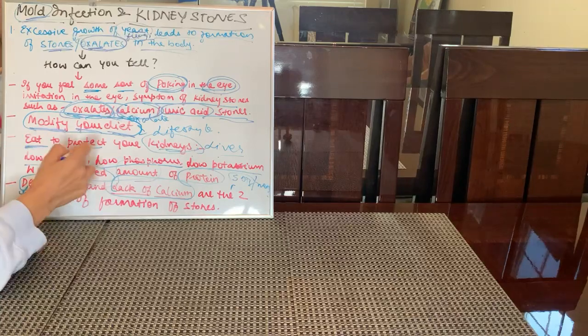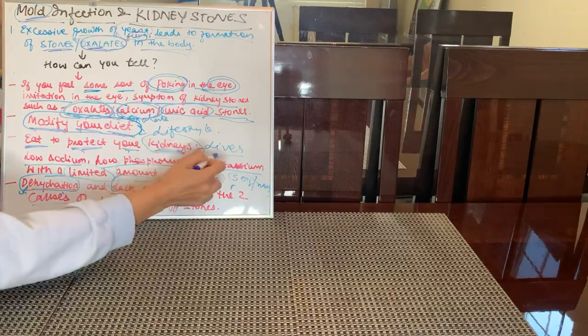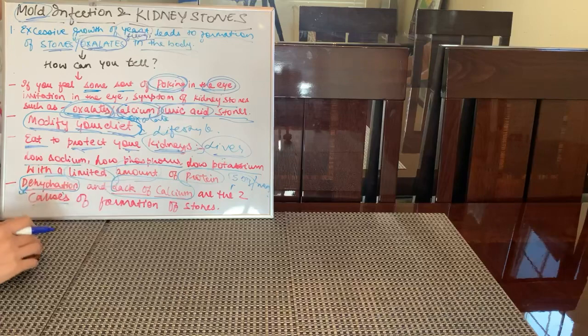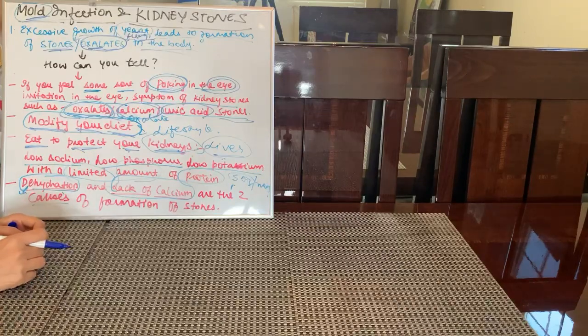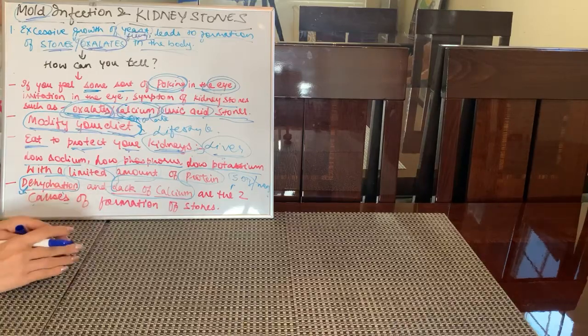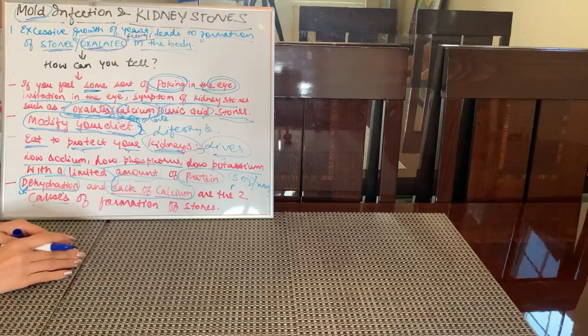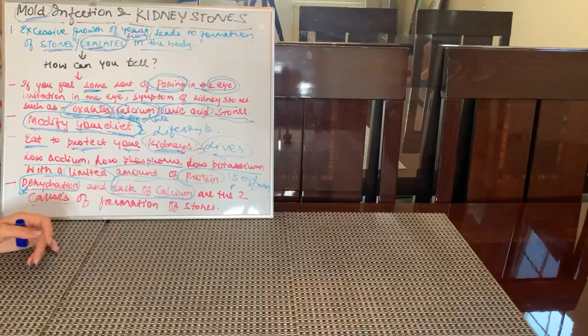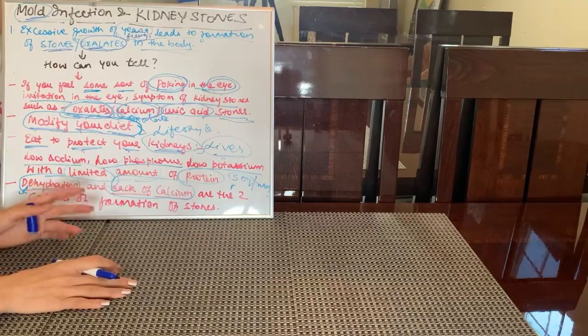Then eat to protect your kidneys and liver. In the first video I had explained, guys, that mold infection, particularly the ochratoxin A, affects your kidneys and liver. So definitely you're going to have formation of gallbladder stones, kidney stones, liver and gallbladder congestion, fatty liver, because all those toxins hang around the liver, gallbladder and kidneys.